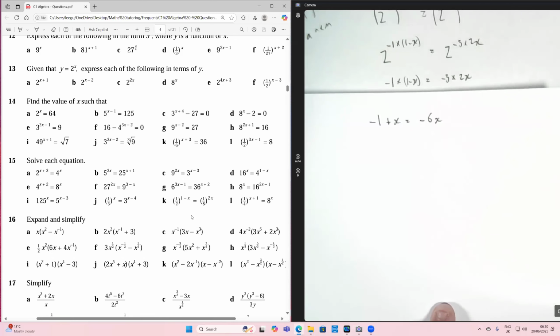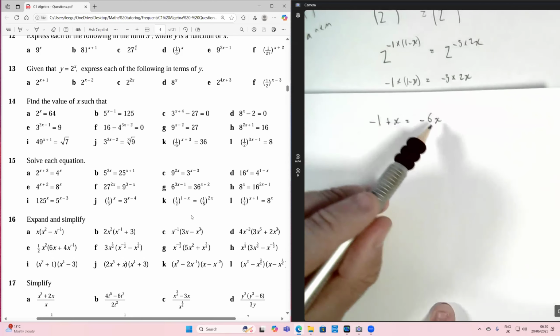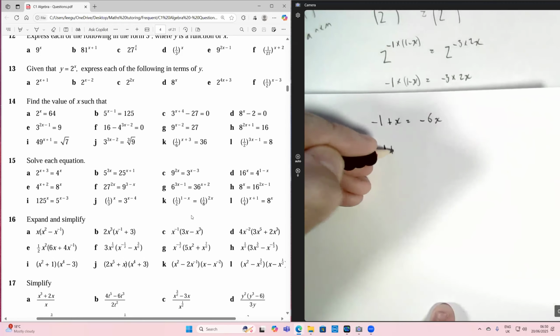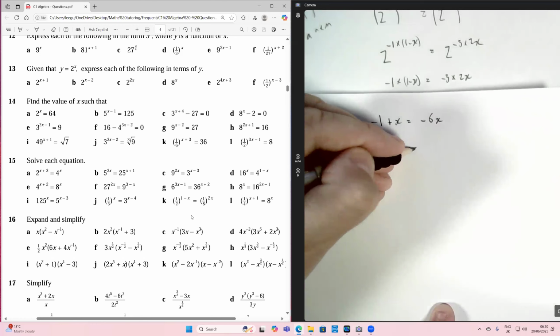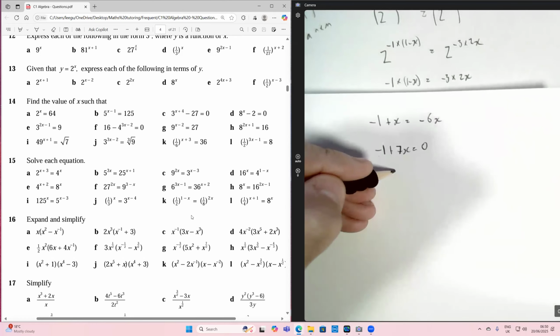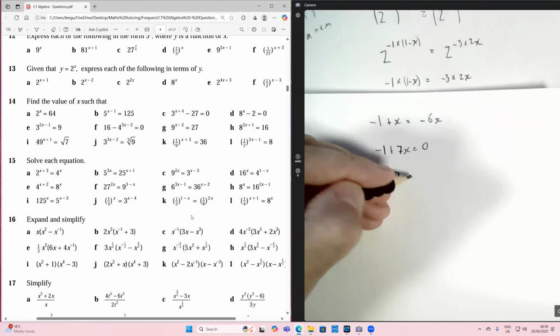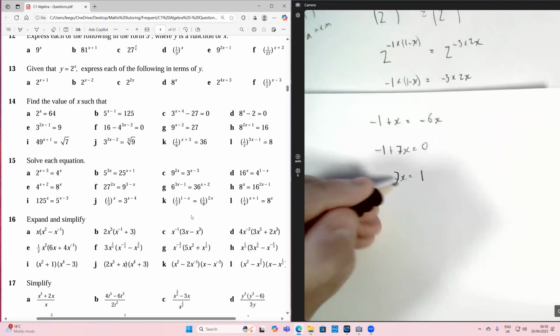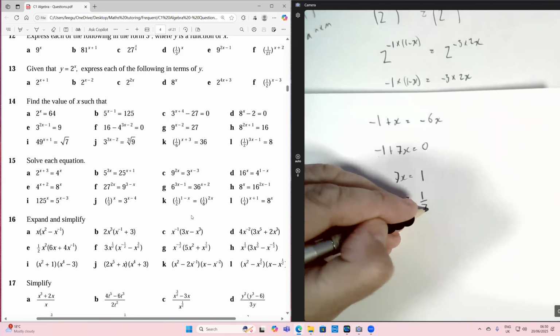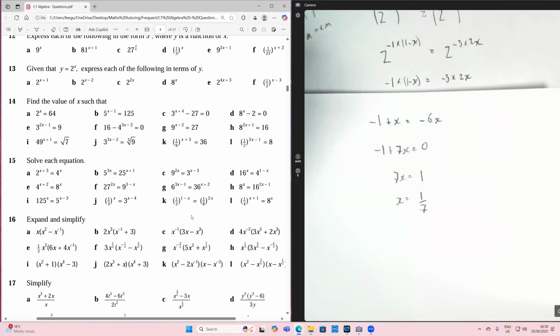And then from here, I'm going to add this 6x over to the left-hand side. So minus 1 plus 7x is equal to 0. I'm going to add that 1 over to that side. So 7x is equal to 1. And then finally, I'm going to divide by 7. So x is equal to 1 over 7 is our answer to 15k.